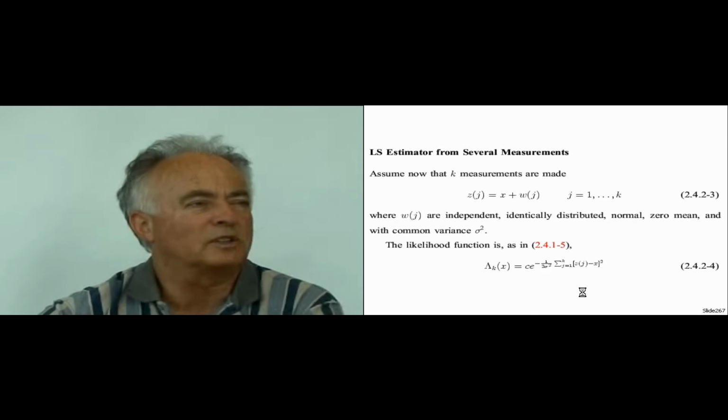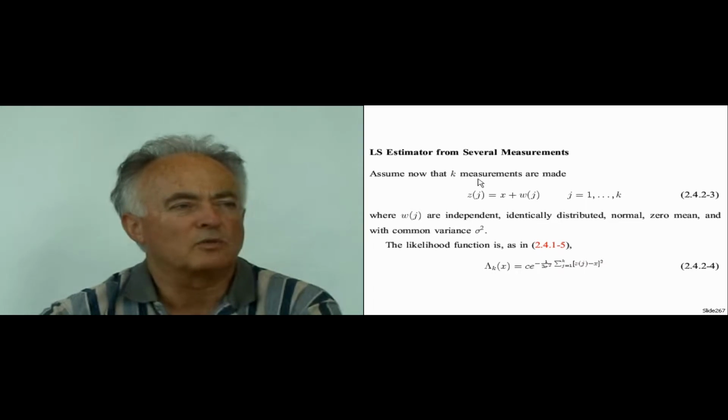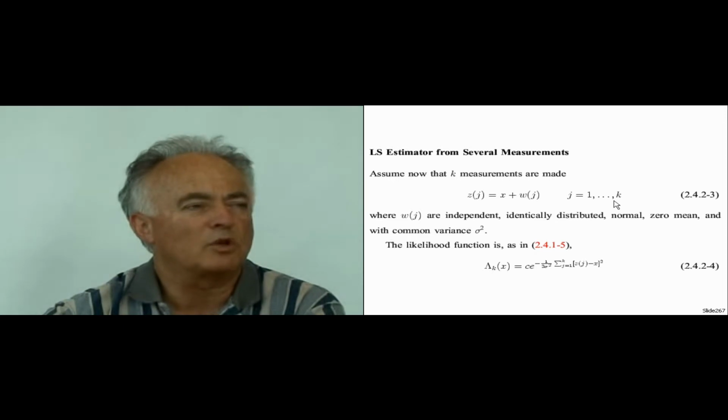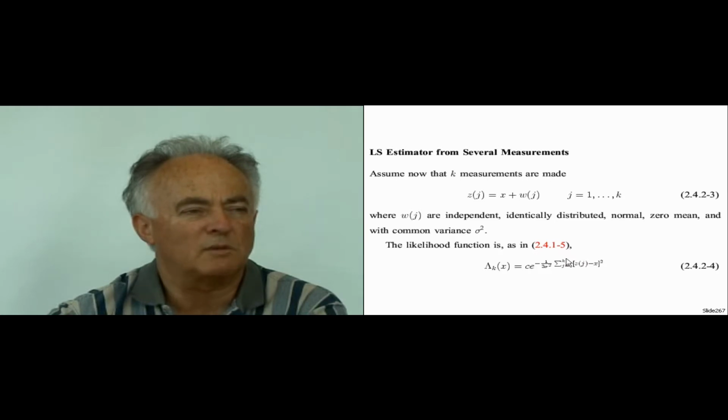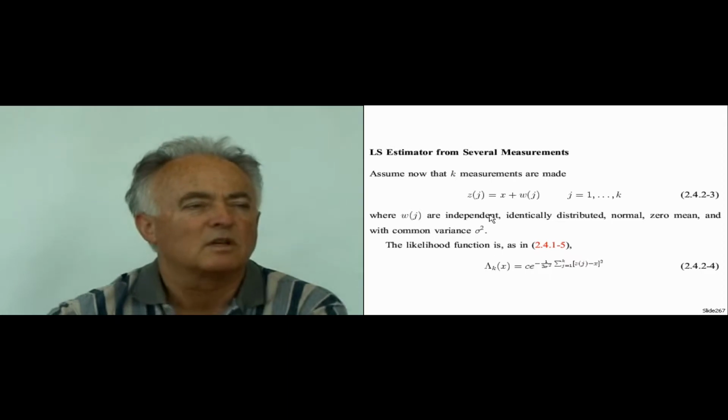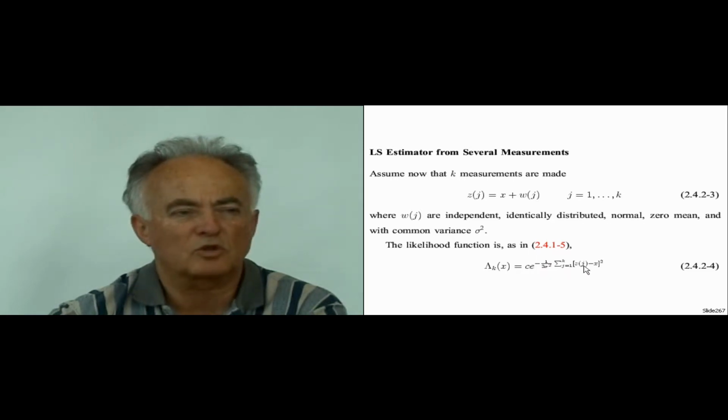If we have several measurements, k measurements, z of j is x plus w of j, j going from 1 to k. The w j's are independent, identically distributed, IID, normal, zero mean with common variance sigma squared. The likelihood function, lambda k of x, so this is the likelihood based on the k measurements that we have here, is a constant times e to the minus 1 over 2 sigma squared, sum of z j minus x squared, where j goes from 1 to k.